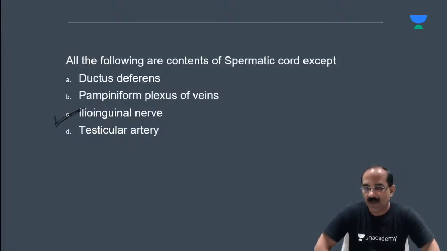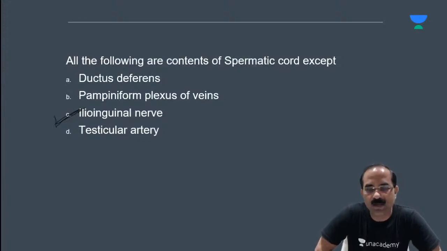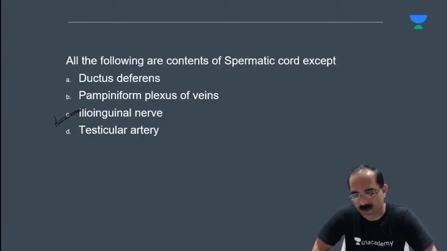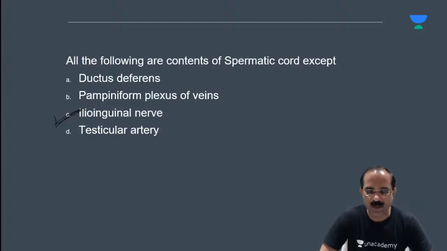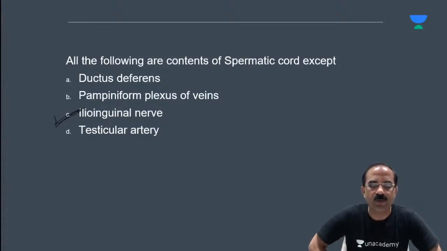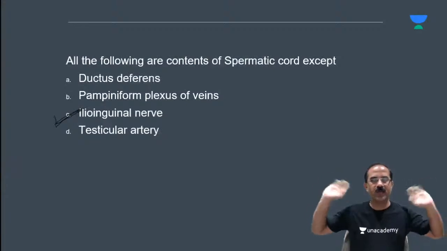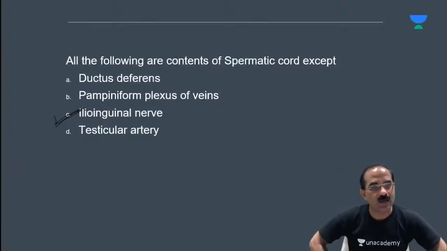In females, what are the contents of the inguinal canal? It's the round ligament of uterus and the ilioinguinal nerve. Okay, so testicular artery is a lateral branch of abdominal aorta. It's a direct branch of abdominal aorta. Which are the other lateral branches of abdominal aorta? Can anyone answer this?